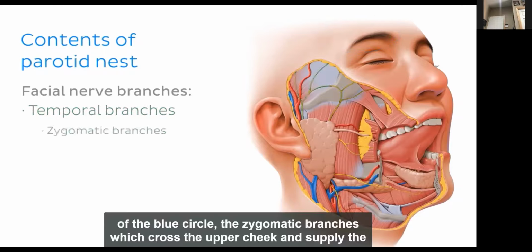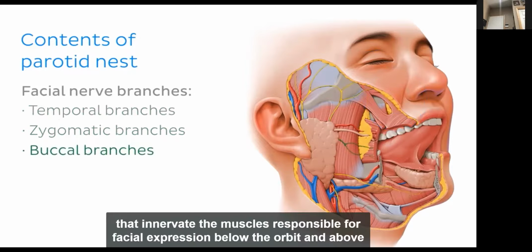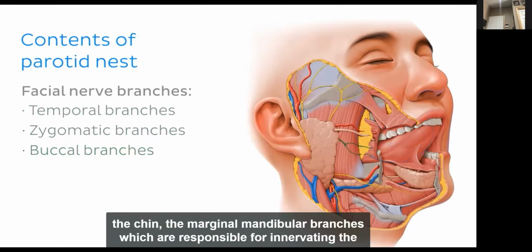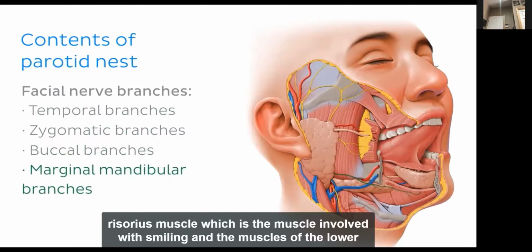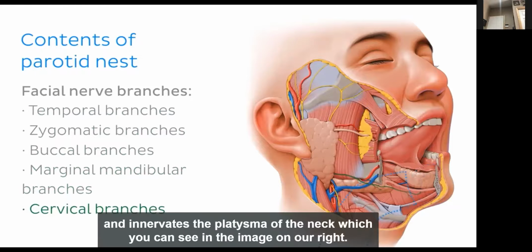The zygomatic branches, which cross the upper cheek and supply the orbicularis oculi muscle, which is the muscle that encircles the eye. The buccal branches that innervate the muscles responsible for facial expression below the orbit and above the chin. The marginal mandibular branches, which are responsible for innervating the risorius muscle, which is the muscle involved with smiling, and the muscles of the lower lip and chin, as well as the cervical branch, which is the most inferior branch, and it descends and innervates the platysma of the neck, which you can see in the image on our right.